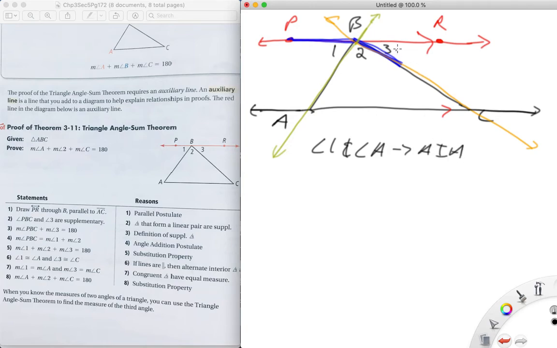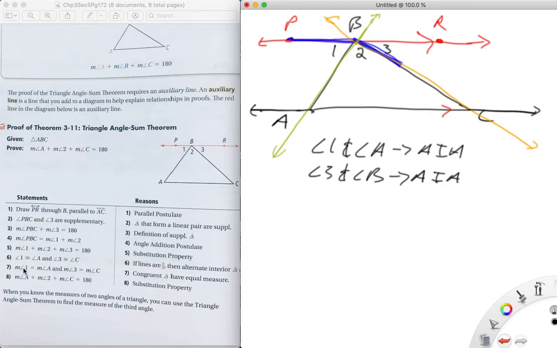If I look at the yellow line, I have 3 here on the inside, I have C over here, also on the inside, they're on opposite sides. So angle 3 and angle C are also alternate interior angles. So I can use the alternate interior angles theorem and say that angle 1 is congruent to A, angle 3 is congruent to C. And if they're congruent, then they're equal. So measure of angle 1 equals the measure of angle A, measure of angle 3 equals the measure of angle C. Definition of congruent angles.